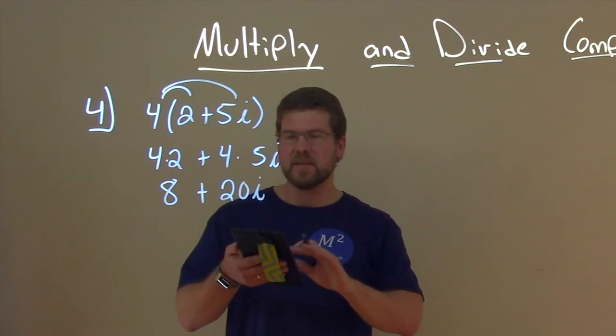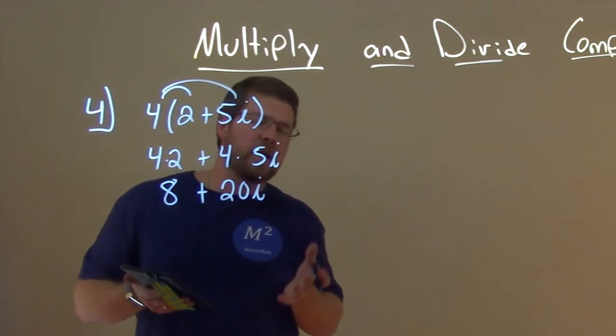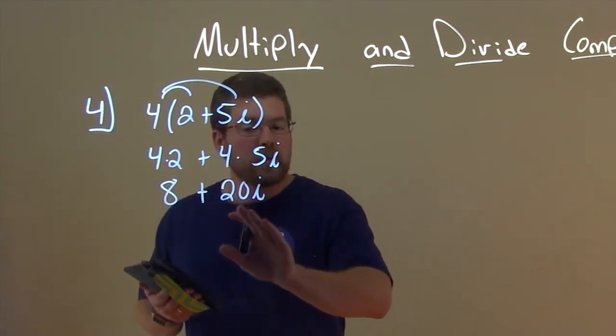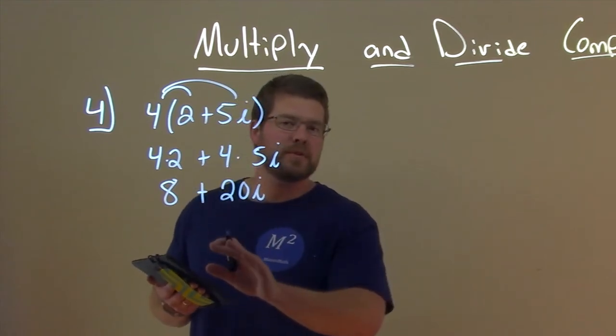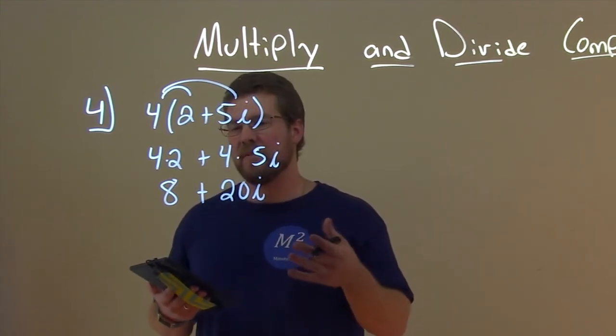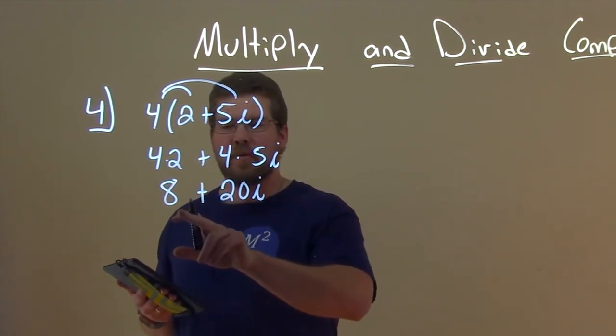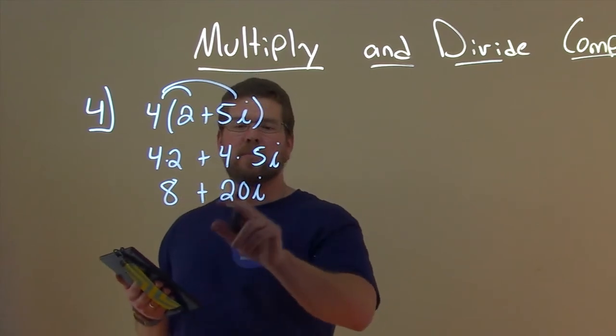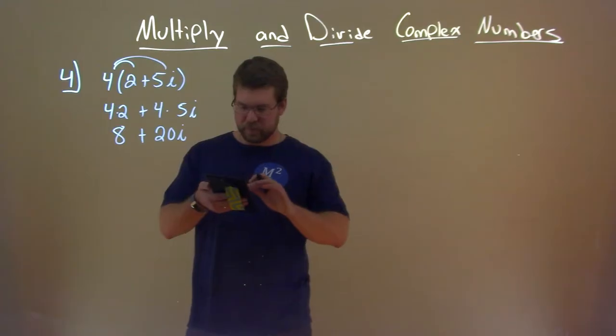It's actually fairly simple when you look at complex numbers. We're dealing with a complex number here, very similar to if it was just a variable like x, but it does mean something different. So this number itself together is 8 plus 20i, okay?